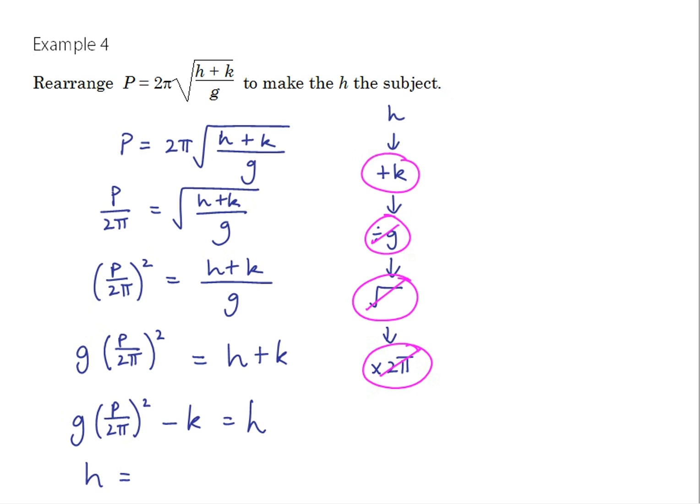You might also find that the term with the g and the p is expanded out a bit, but this is perfectly correct, what we've got written here. So you can just write it as g times p over 2 pi all squared minus k. You might instead write it as gp squared over 4 pi squared minus k. Both are correct.